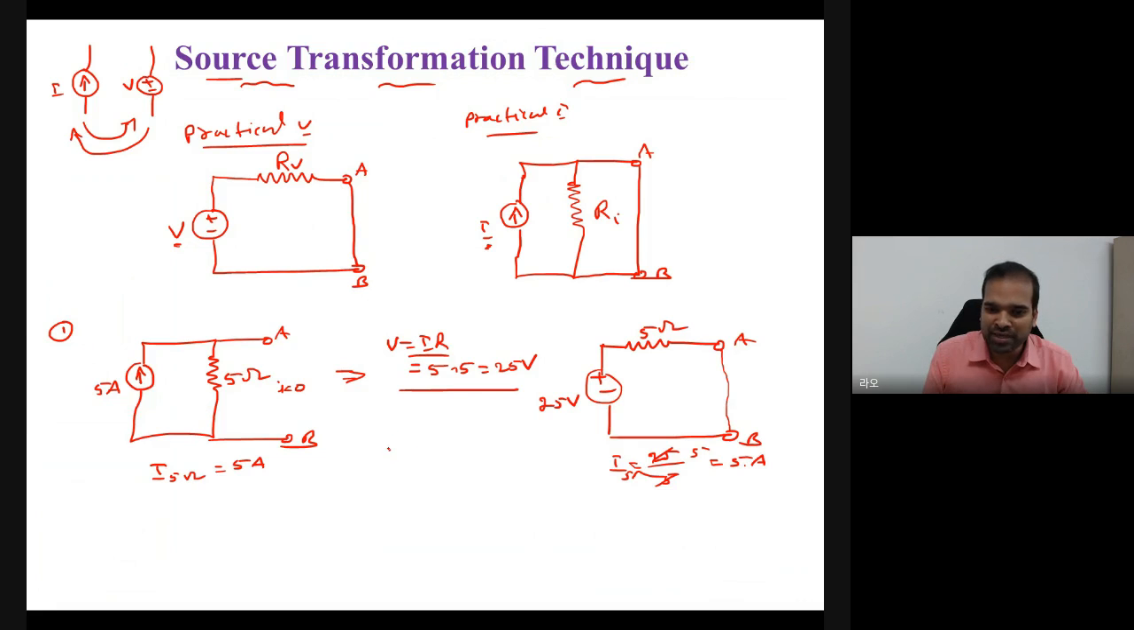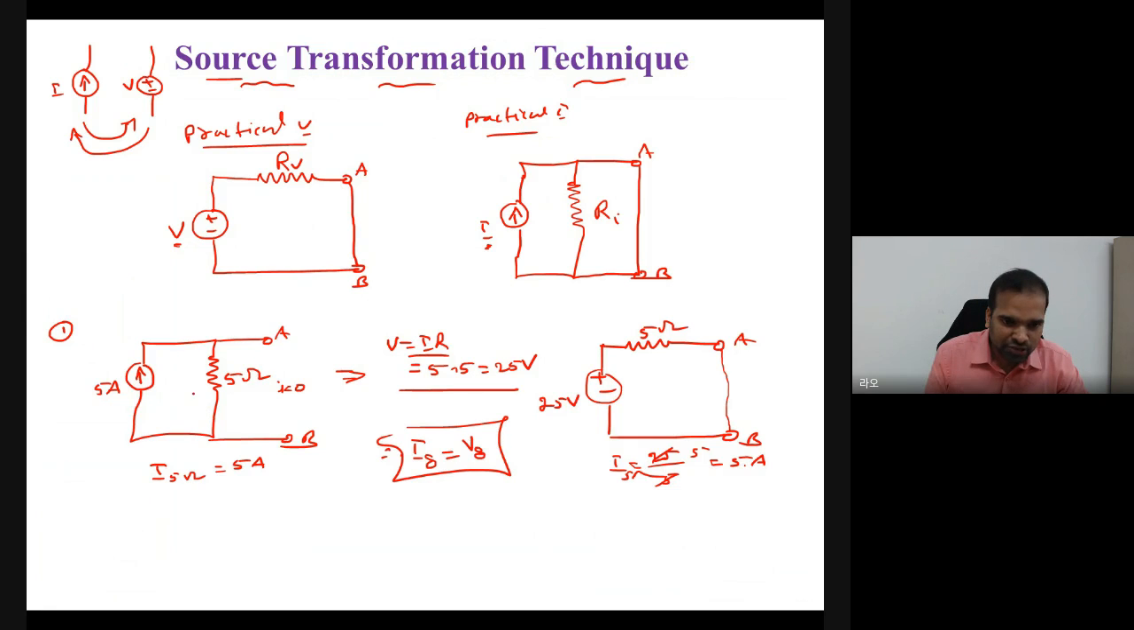So therefore, what is our conclusion? This particular current source is equal to this particular voltage source. Whenever the current and voltage at these particular elements are equal, therefore this current source and voltage source are equal.